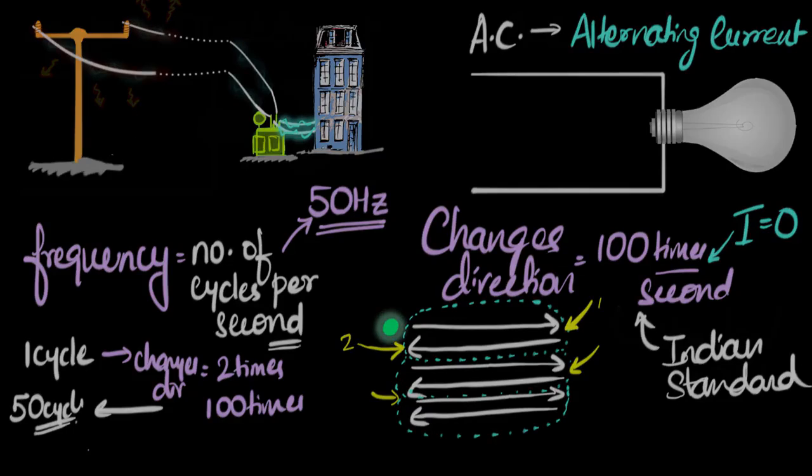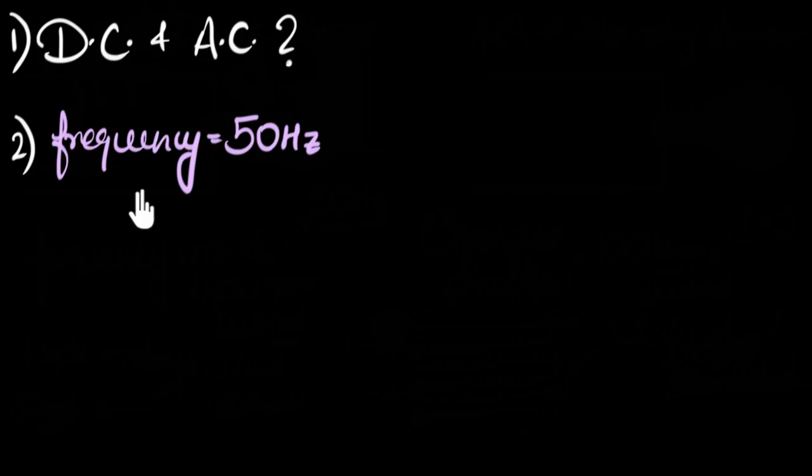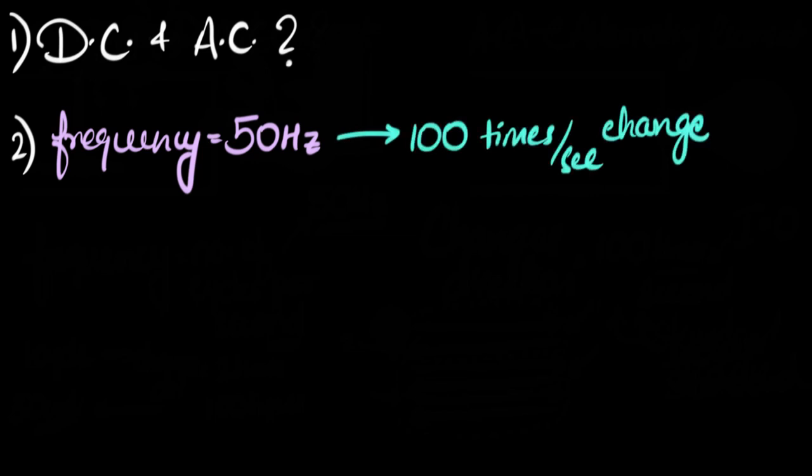So let's see if we can go ahead and summarize and recall what we learned. First thing, can you recall what AC and DC stand for and what exactly they are? What's the difference between them? Secondly, what is the meaning of the word frequency? What does it mean to say frequency is 50 Hertz? Can you more importantly explain why?